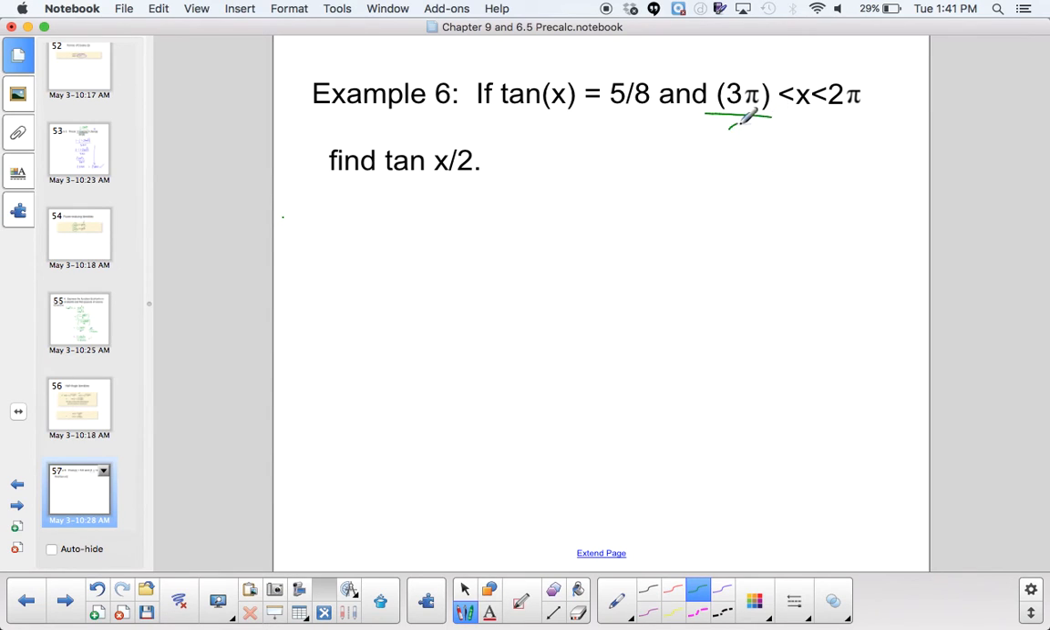This 3 pi should be over 2, so let's put that there. Actually, I'll put that in a different color so it looks like it's part of it.